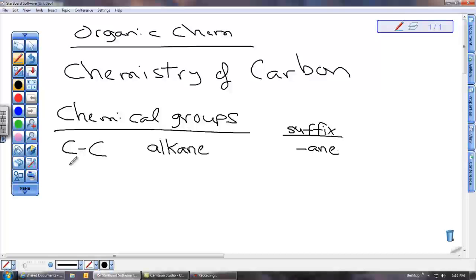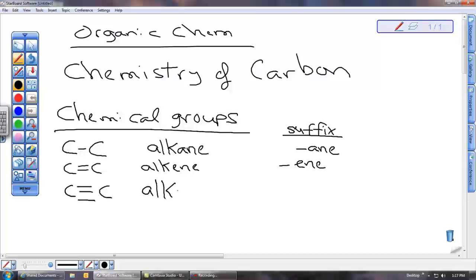Okay? We have doubly bonded carbons. Those are called alkenes. Suffix -ene. We have triply bonded carbons. Those are called alkynes. -Yne is the suffix.